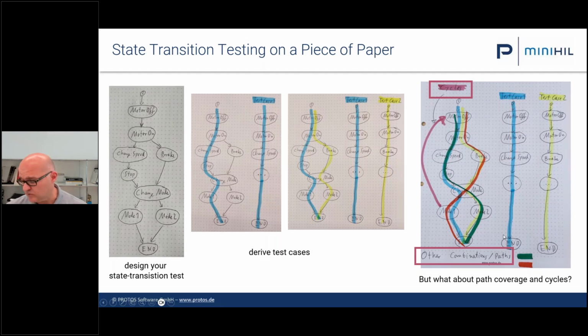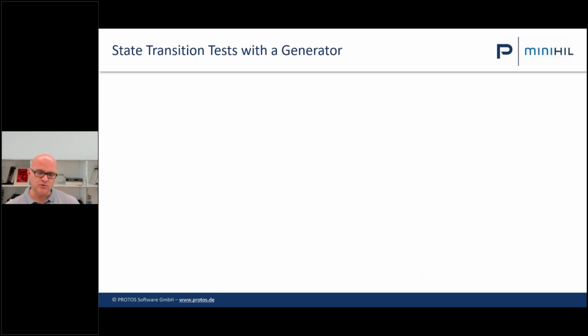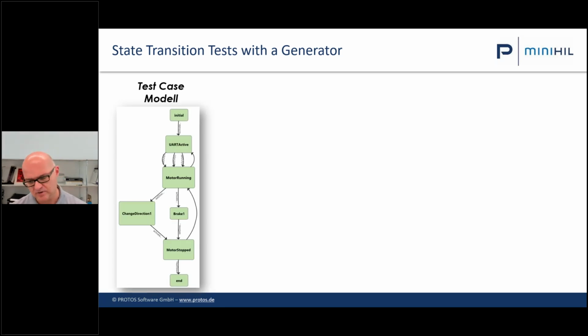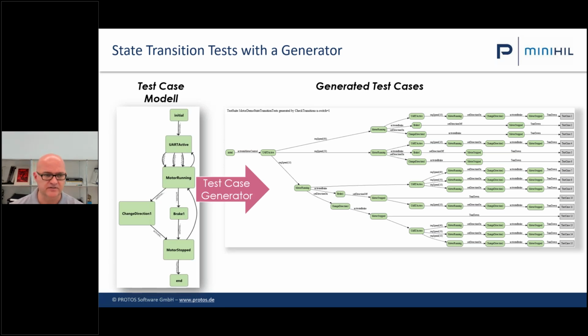So you can do this really well on a piece of paper for smaller test descriptions or for lower combinatorial effects and so on. But if you really want to use this method for robustness tests, for safety tests, it's good to have a tool for that. So I'm going to show you how this works with our mini-HIL environment with a code generator. So you design the state transition test in the modeling environment. So that's what you need to design. And now we generate all the needed test cases to cover all the paths from initial to end, including the cycles, according to a certain metric.